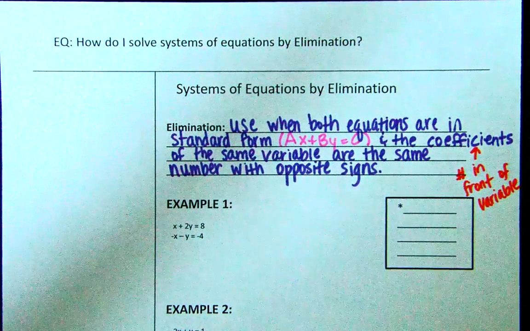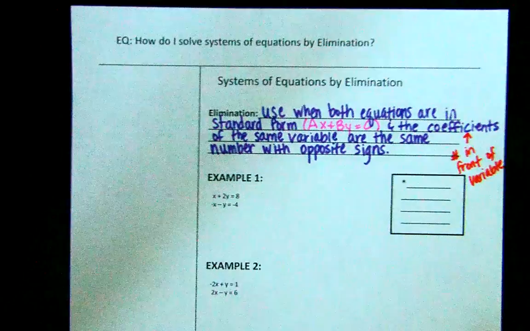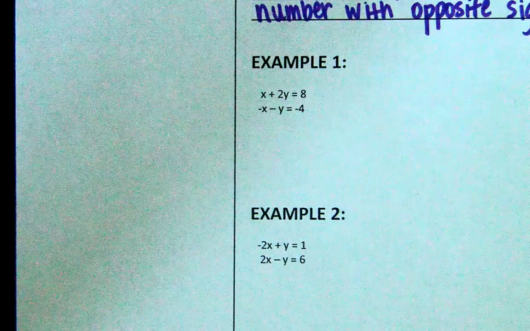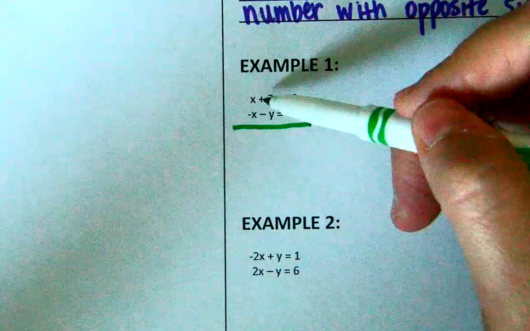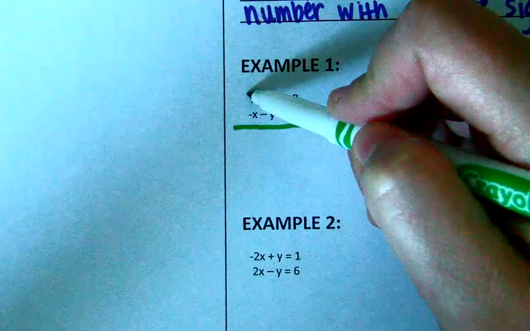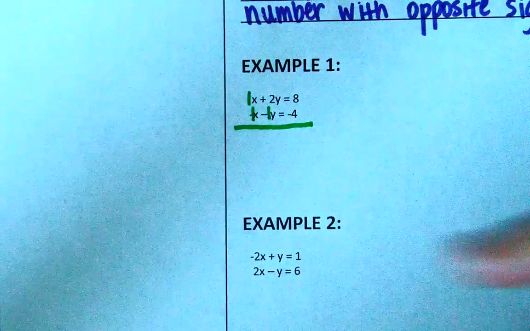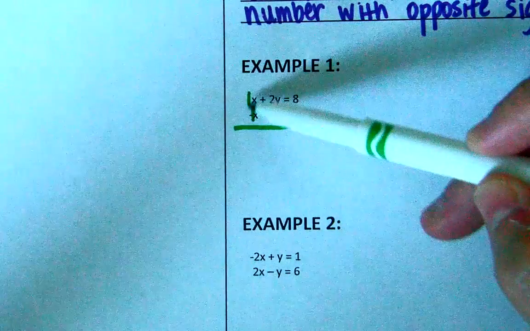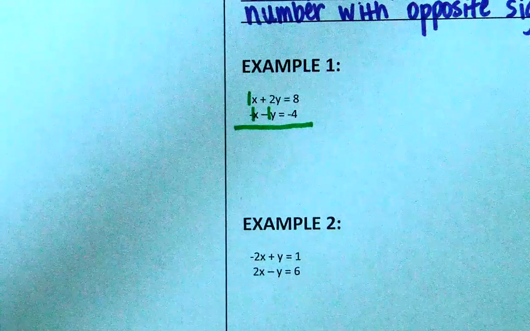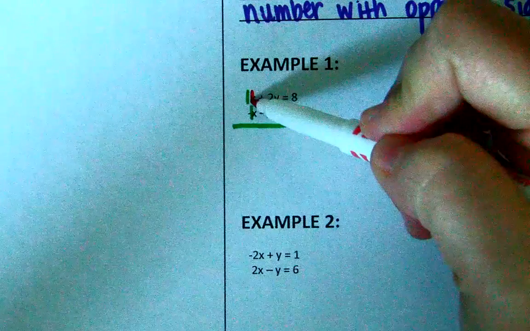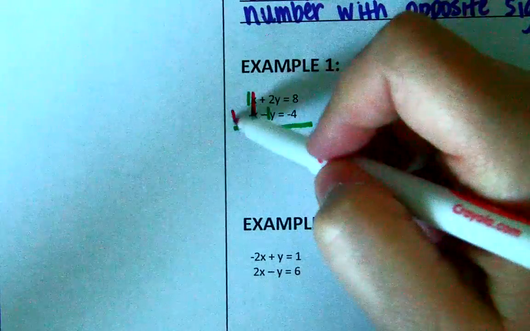So let's look at problem number 1. Zoom in a little bit. If you look here, remember, if there's not a number, we put an imaginary 1 there. So the x's have the same number, they're both 1, and one is positive and one is negative. Since they are the same number with opposite signs, we are able to eliminate them. That means we cancel them out. And then we just add the two equations together.